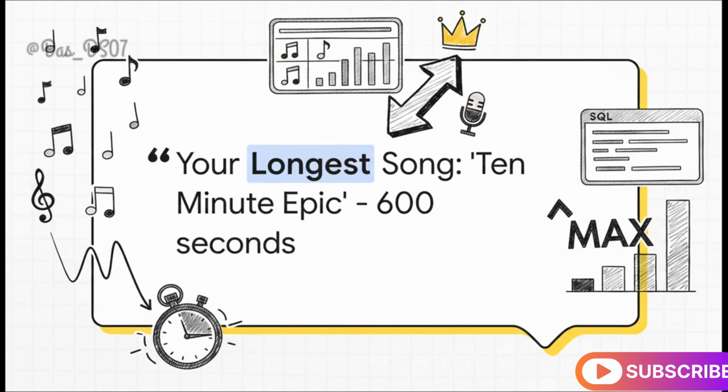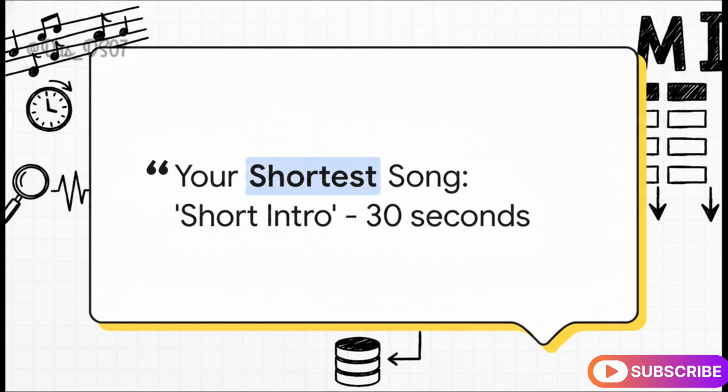So if we use max on our playlist's length column, it instantly finds the champion, the longest track of them all. And no surprise here, it is the 10-minute epic, clocking in at a whopping 600 seconds. And then, on the flip side, using min finds the shortest track just as fast. It's our short intro at only 30 seconds. Now just imagine, in a list with thousands of songs, max and min would find these for you in less than a second. It's incredible.